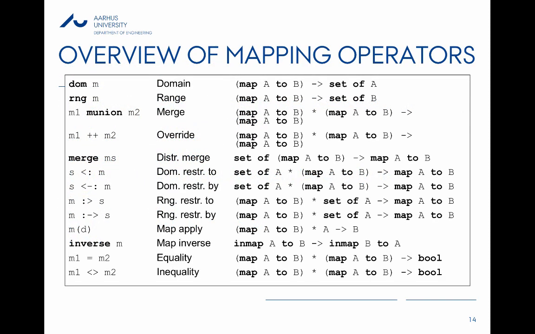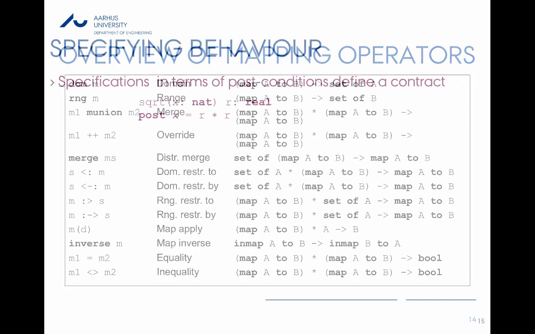So here we have the operators for mappings, and some of these are used a lot, and some of them are used a little bit less frequently. The injective mappings you see here in the inverse of a mapping that is required to be injective.